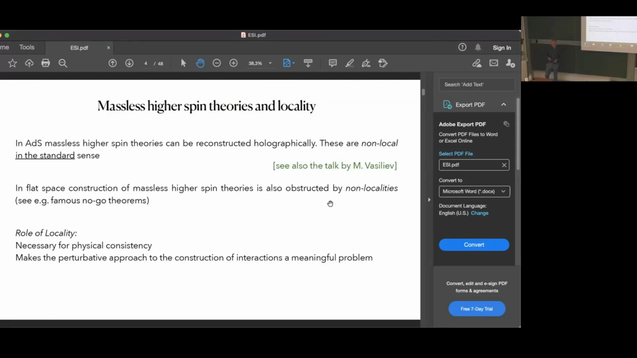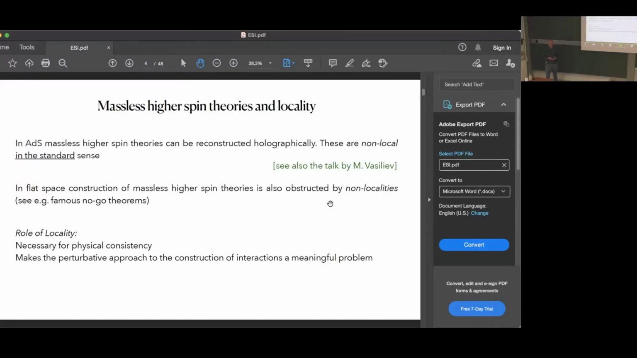A similar situation takes place in flat space. There are numerous no-go theorems saying that essentially higher spin fields cannot interact in flat space. And the main assumption which prevents that is locality. So let me explain what the role of locality is. First, clearly, this is a necessary consistency principle for having reasonable physics. That's why we cannot just drop it, right?